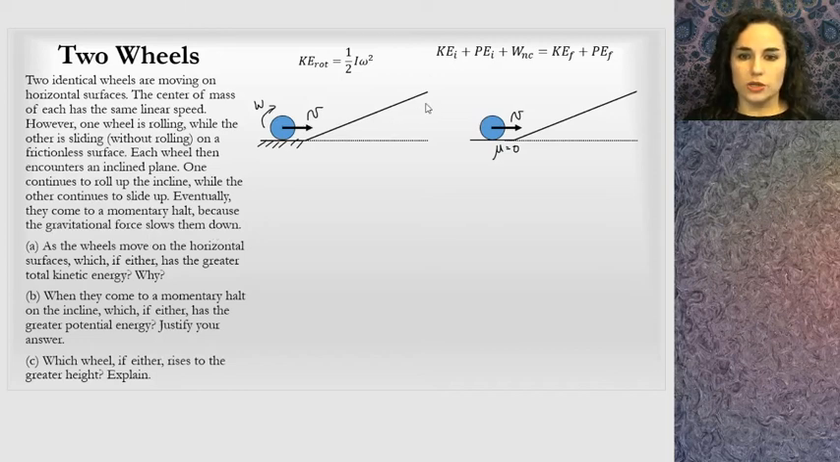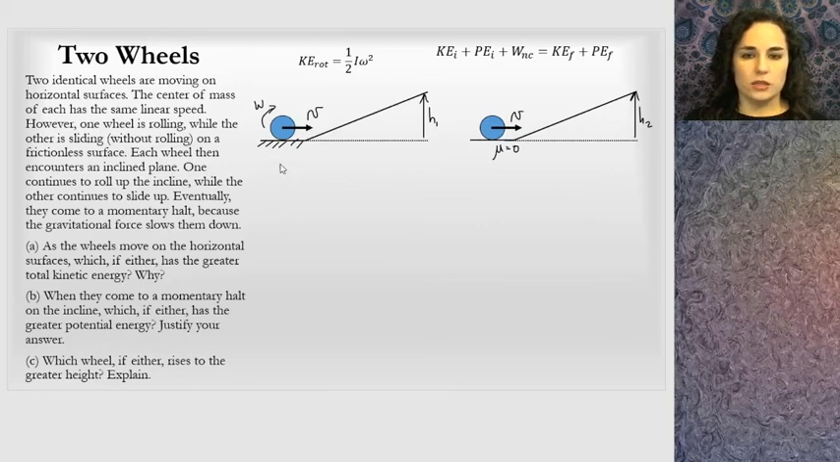Okay, so they each go up some height, and I'm thinking about energy, and how high will they end up going because of gravitational energy? I'll call this H1, and I will call this H2 for the first and the second. As the wheels move on the horizontal surfaces, which, if either, has the greatest total kinetic energy and why?